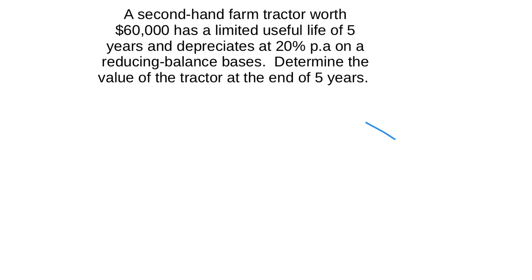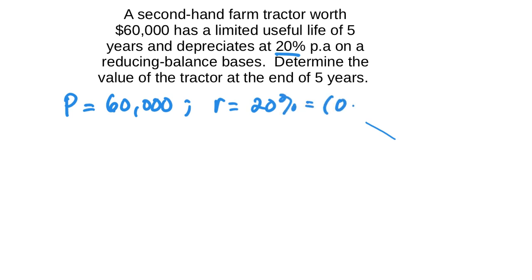First, we are given this amount of 60,000, which represents our principal. We are also given the 20% rate, which in decimal is 0.20 only. And our time is 5 years, so we are asked to look at the value at the end of 5 years.